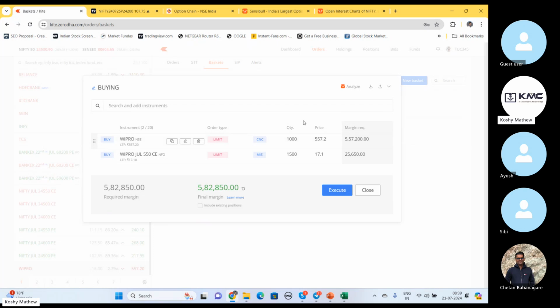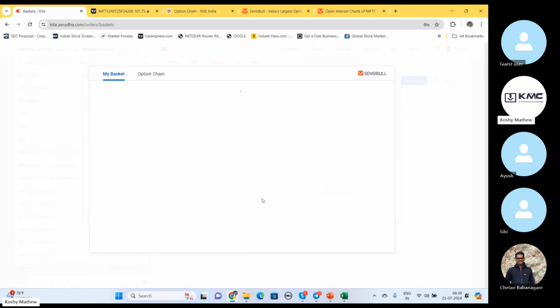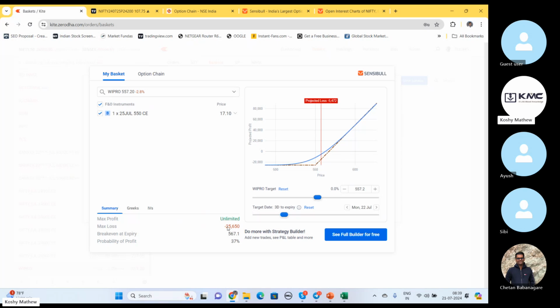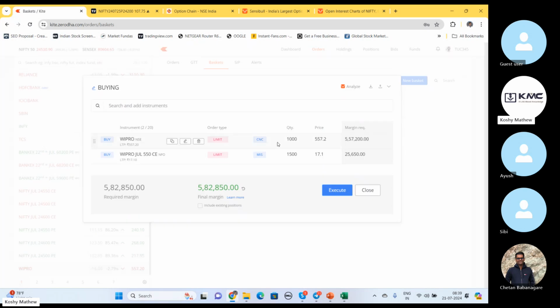Wipro will increase by 3-4%. Here the call premium will shoot up like crazy. 17 will become 34, double the amount you'll get. Let's see what is the amount you're paying to buy it. You're paying like 25,000 max. 25,000 becomes 50,000, 60,000. So this is additional income you're making apart from your underlying asset. This is your underlying asset. This is your derivative. Wipro is giving you some 3-4% gain. Anyway, you made money. Here also you made money.